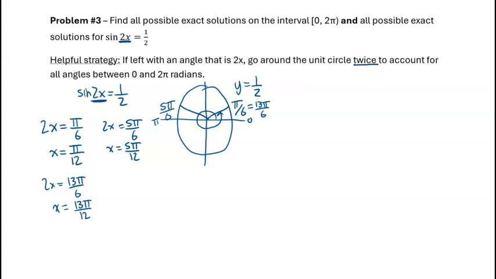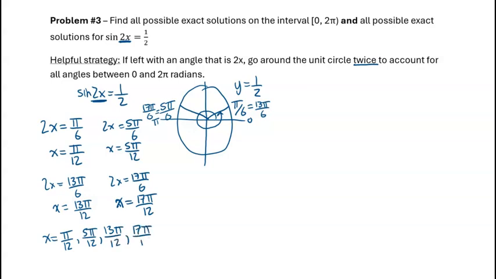I do the same thing for 5 pi over 6, go all the way around the circle, and then go back out there again, 5 pi over 6 past 2 pi, and I get 17 pi over 6. And so 2x equals 17 pi over 6. And so that means that x is equal to 17 pi over 12. And now we have 4 solutions that are all between 0 and 2 pi. So our solutions listed would be these. x equals pi over 12, x equals 5 pi over 12, x equals 13 pi over 12, and x equals 17 pi over 12.